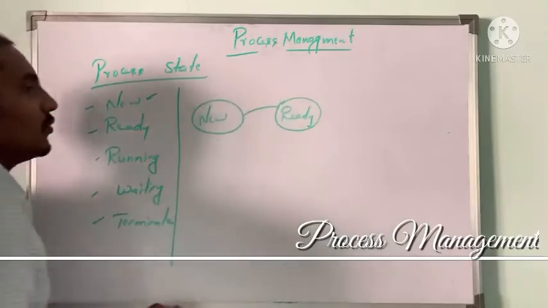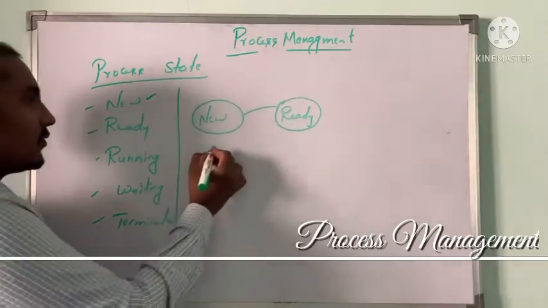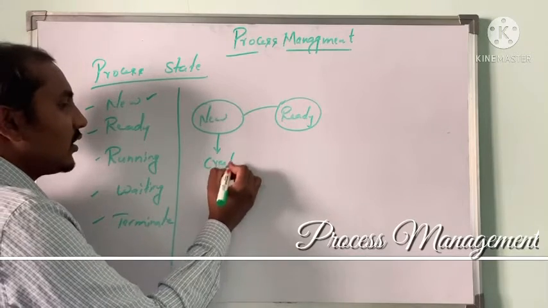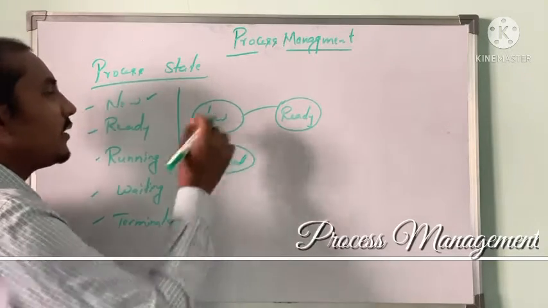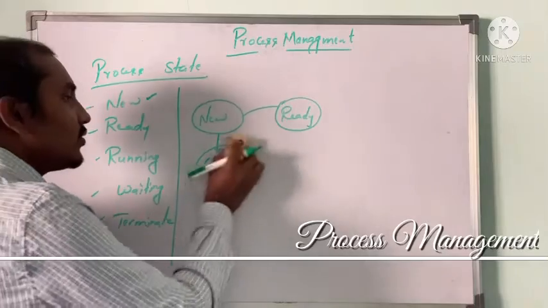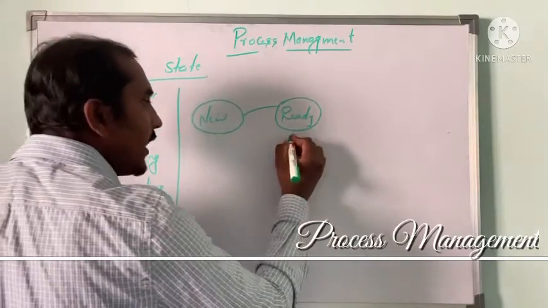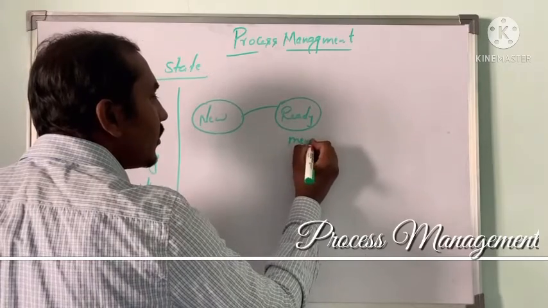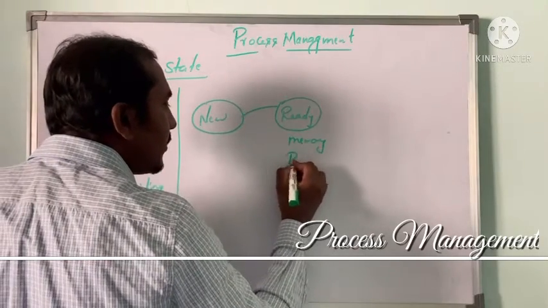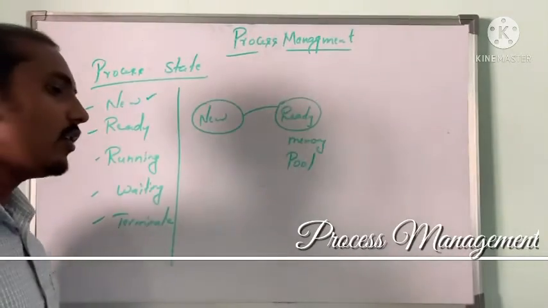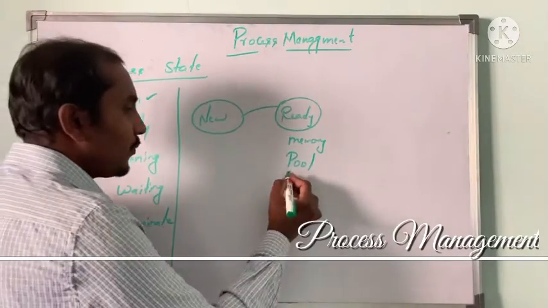Okay, so once the process is created, memory will be allocated for the process, which is your process creation. That state will be considered as the new state. After it is created, next it will go to the ready state. In the ready state, it will be in memory, which we'll consider as the memory pool. The memory pool is nothing but where it will be in the queue. So it will be in the queue.